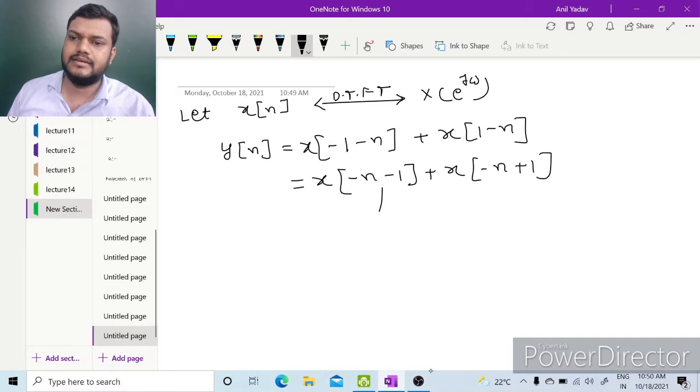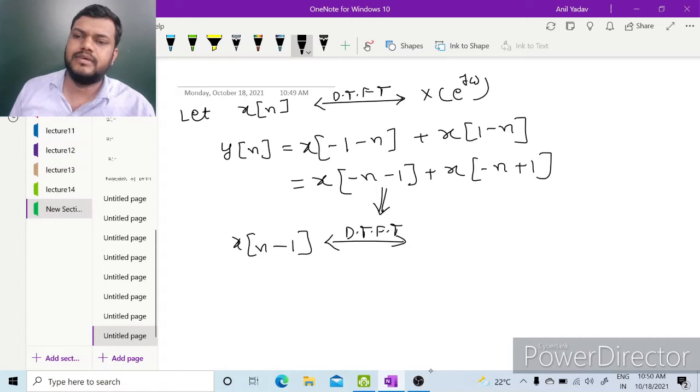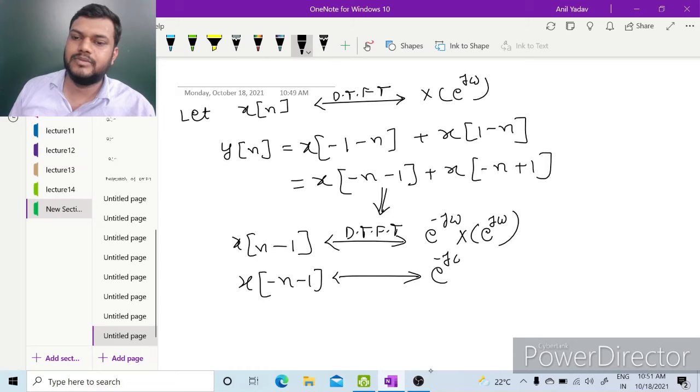So this is basically x of n minus 1. As x of n minus 1, we'll have DTFT as, by the time shifting property, e to the power minus j omega, since n naught is 1, times X(e to the power j omega). Replace n with minus n, so x of minus n minus 1 will have DTFT as e to the power minus j omega. So in the time domain we are replacing n with minus n, so in the frequency domain omega will be replaced with minus omega: e to the power j omega times X(e to the power minus j omega).